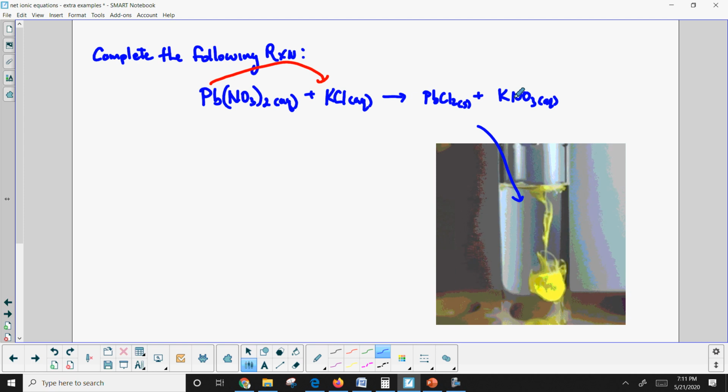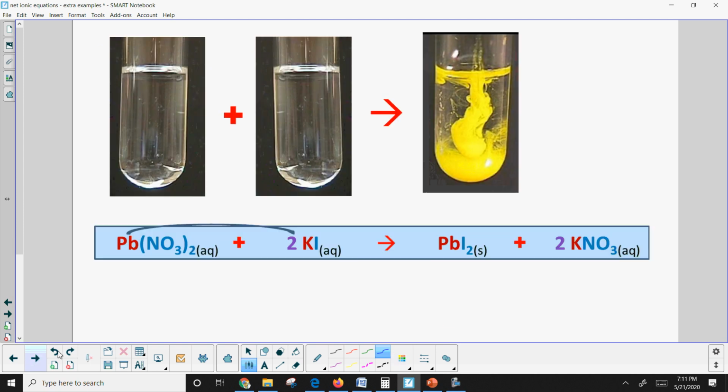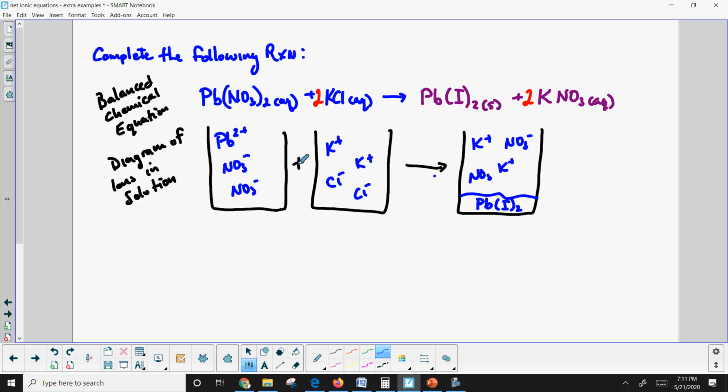So these are all ionic compounds. We're going to be looking at all the ions that are in solution and what happens. So the first thing that we do is we have to balance the reaction. So here's the balanced chemical equation. And what we're going to do is I'm going to draw a little diagram of what's happening. So beforehand, what I have is lead 2 ions, 2 nitrate ions. So I have 2 of them because NO3 2. Here, because of balancing, I have 2 potassium ions and 2 chlorine ions.